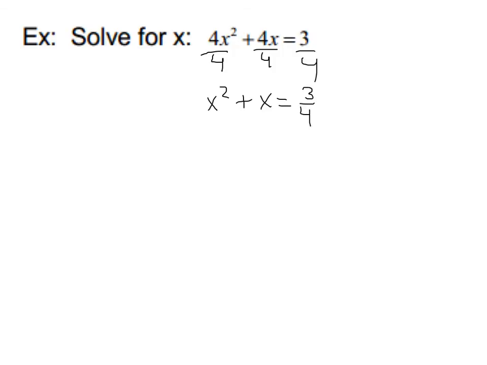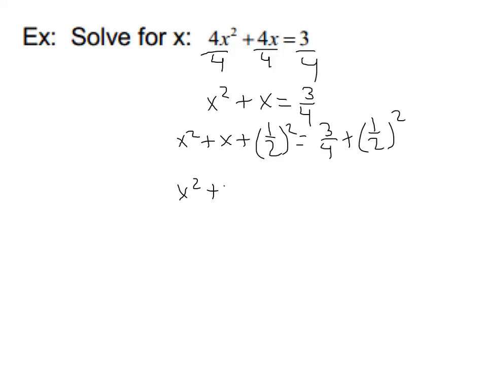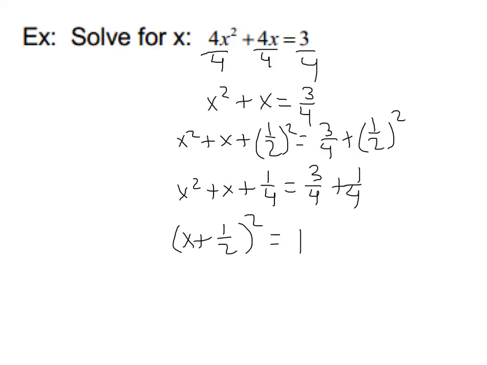Now complete the square. X squared plus x plus 1 divided by 2 squared equals 3/4 plus 1 divided by 2 squared. So this is x squared plus x plus 1/4 equals 3/4 plus 1/4. So this would be x plus 1/2 squared equals 1. Well, that's nice that we didn't have to do square root of a fraction here, so that's good.